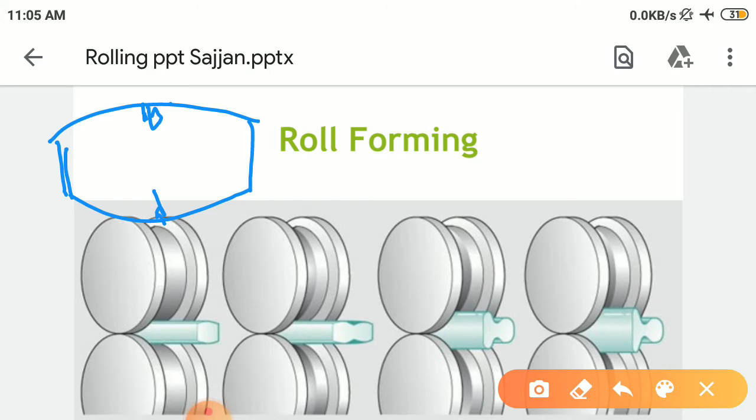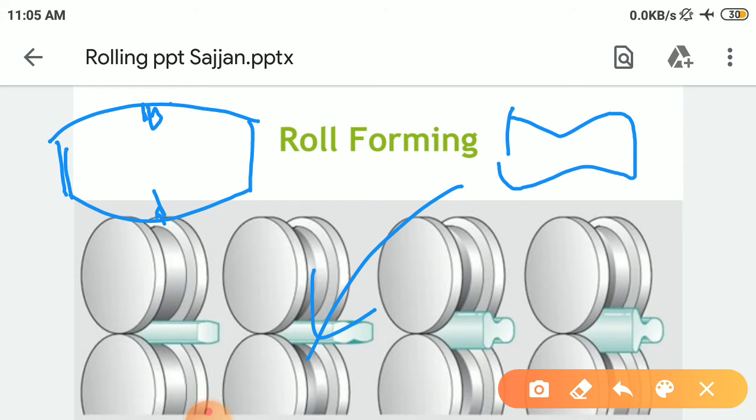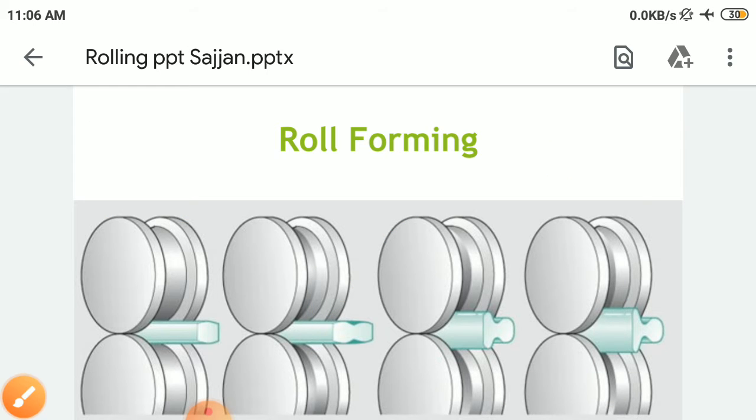at the midpoint. So if you need a cross-sectional area like this, then we must have our roller in this form. Now look at this cross-section. Another cross-section is something like this, that second one. So if you want to get this kind of cross-section, then our roller must have some forms on the periphery of it, and that form must be like this, so that we can get the product with this form. So this is known as roll forming.